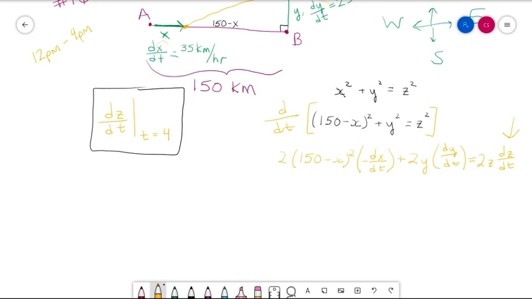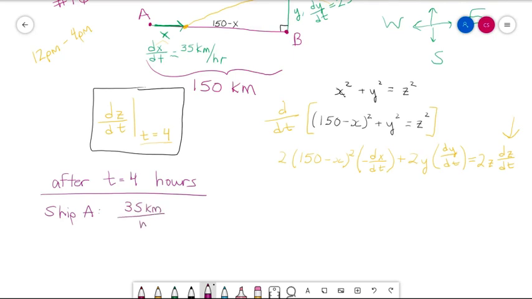So let's see, if we wanted to figure this out, look at all the substitutions we need. We need to figure out x. We know dx/dt. We have to figure out y. We know dy/dt. And we have to figure out z. Okay, so a lot of things. But we're going to use the fact that 4 hours have passed. How much has our ship A traveled after 4 hours? Well, if we're going 35 kilometers per hour, so after t equals 4 hours, ship A will have traveled 35 kilometers per hour times 4 hours. Okay, and so that ship is going to have traveled 140 kilometers.